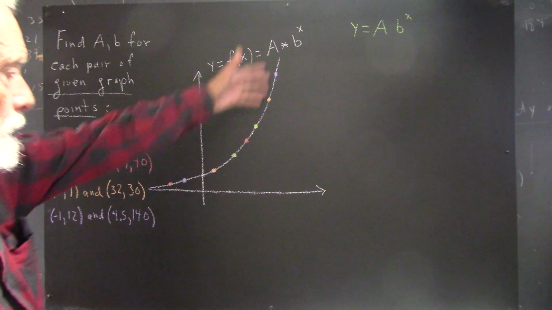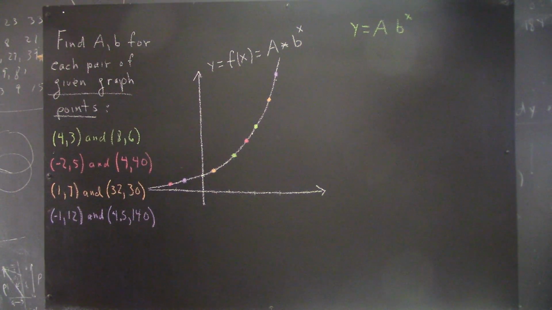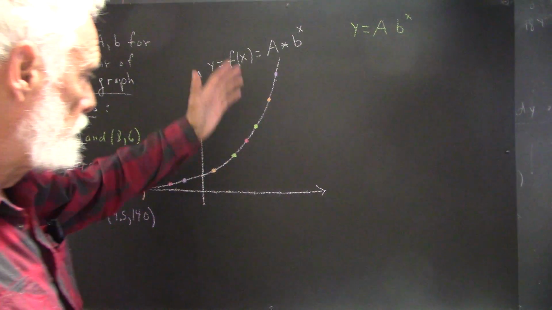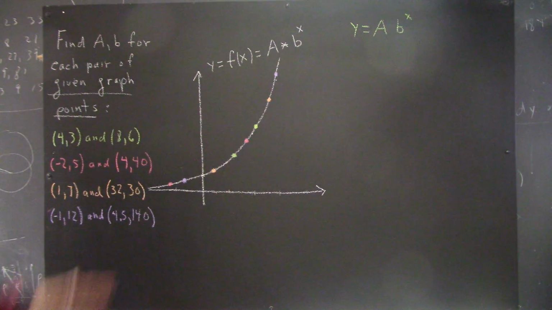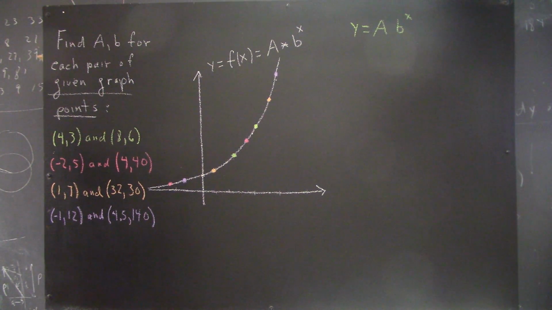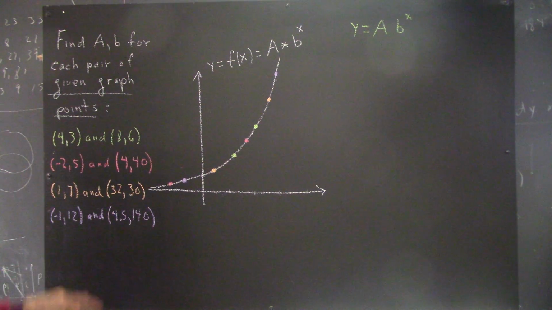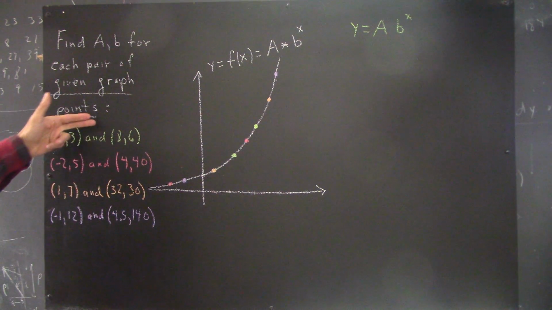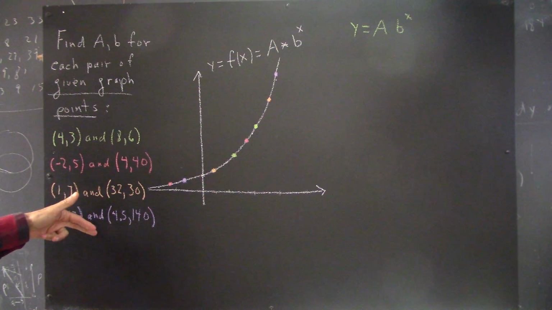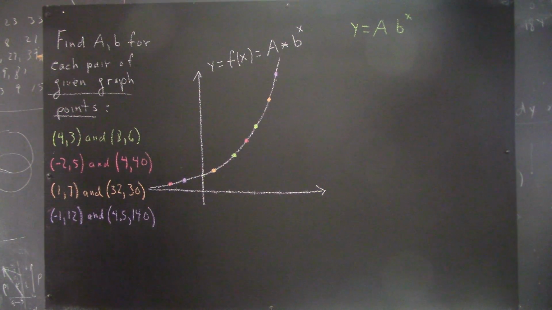I have here a reasonable facsimile of an exponential graph. I drew it kind of carefully so I don't get my usual glitch when I start getting steeper. I've labeled, I've given you coordinates of 4 pairs of points. Each pair of points is going to result in a different exponential function.